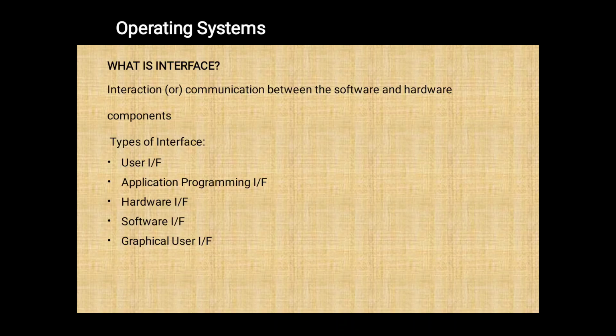The main characteristic of interface is standardization. Standardization is nothing but it follows standards or protocols to ensure compatibility and interoperability. Second is modularity. Modularity is nothing but it enables the modular design, allowing the components to be developed, tested, or maintained independently. Abstraction is a back-end process, which hides the implementation details behind the interface.